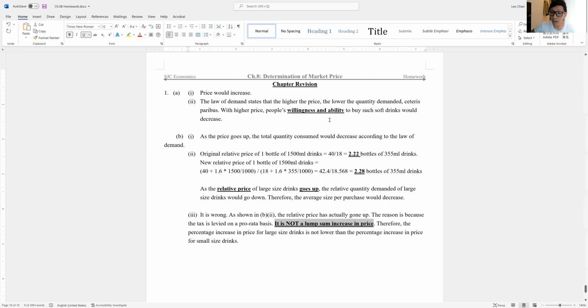因為你講唔係 lump sum 啊，so it is different from what we have learned in our normal lessons, right? 呢個唔係一個 lump sum 啊，this is a pro rata basis，係咪啊？呢個一個 percentage 嚟嘅，呢個唔係一個 lump sum 嚟嘅。Okay。好嘛，therefore the percentage increase is not lower than the percentage increase in the small size. OK，你最重要要講到呢句啦，it is not a lump sum increase. OK，好嘛，so boys，you will see why I chop up this video.